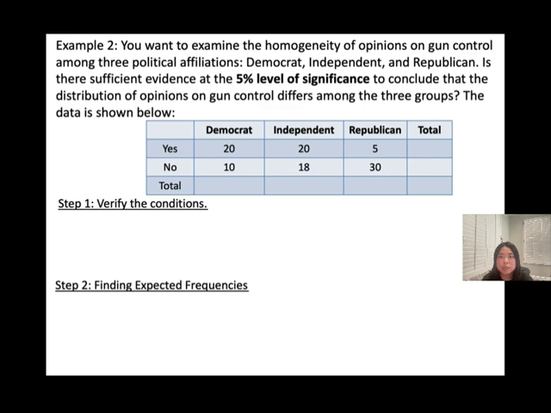You want to examine the homogeneity of opinions on gun control among 3 political affiliations: Democrat, Independent, and Republican. Is there sufficient evidence at the 5% level of significance to conclude that the distribution of opinions on gun control differs among the 3 groups? The data is shown below. So you can see we do have 3 populations: the Democrat, Independent, Republican.